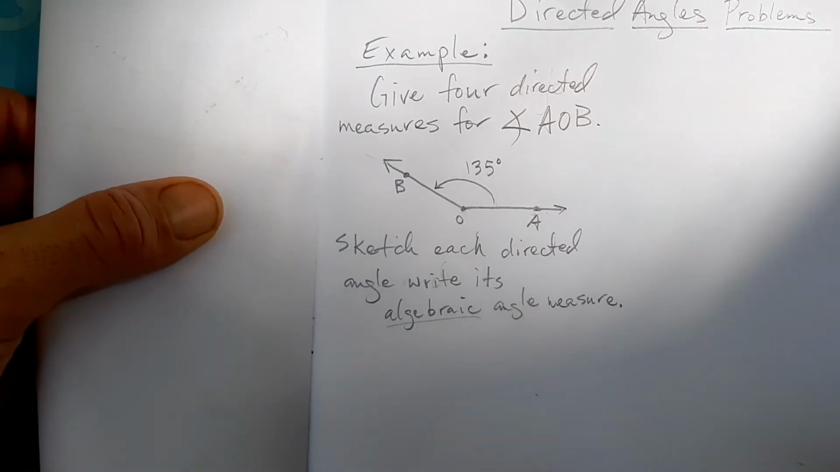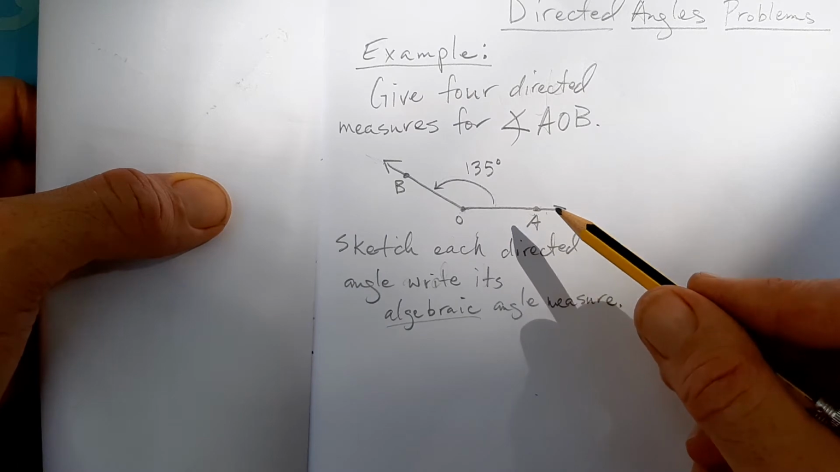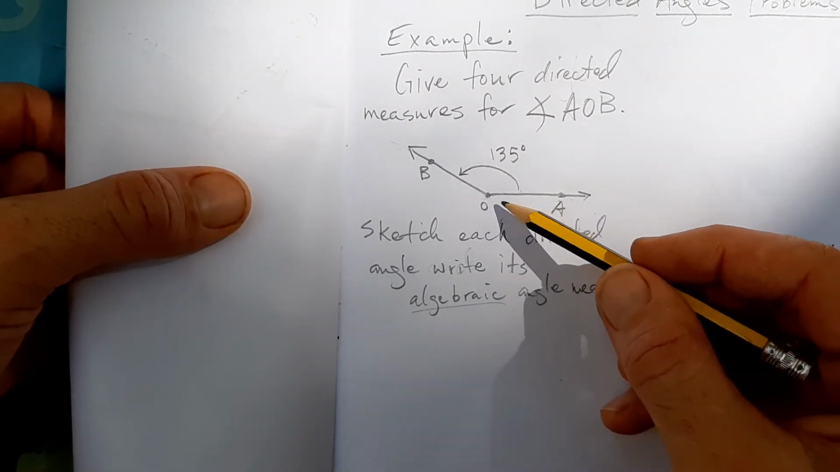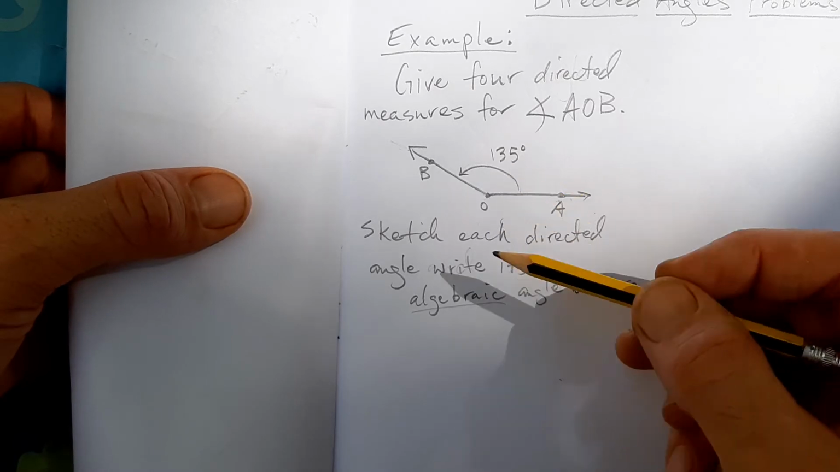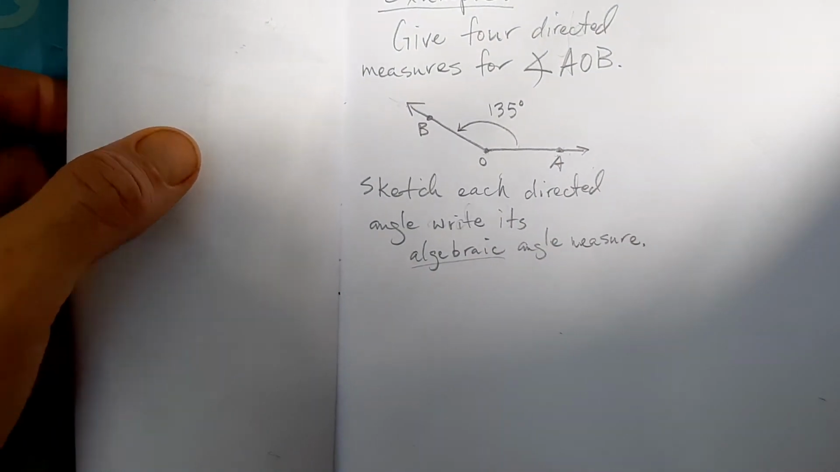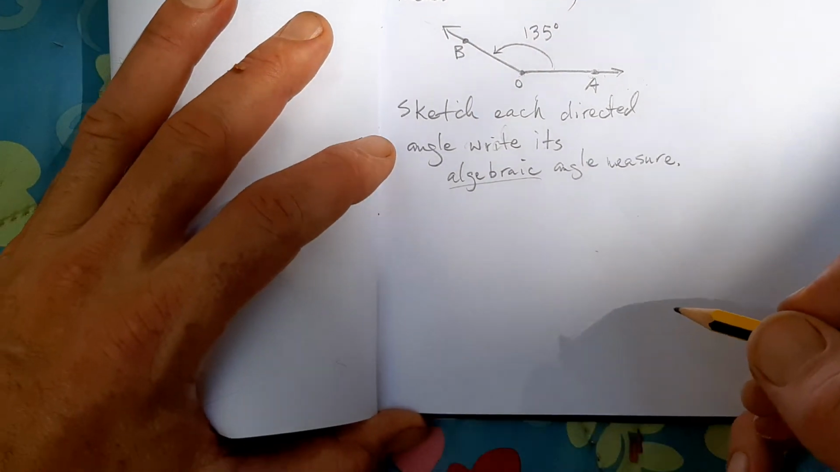So the problem I got from that book is: give 4 directed measures for angle AOB, and it gives a little picture here. Angle AOB is 135 degrees. Sketch each directed angle and write its algebraic angle measure. Well, the first one's given for you. So I'm going to do it each time.